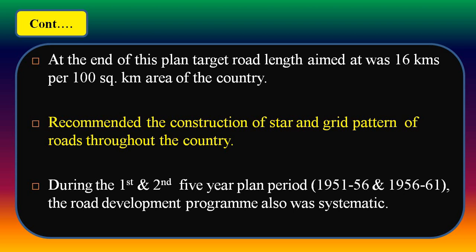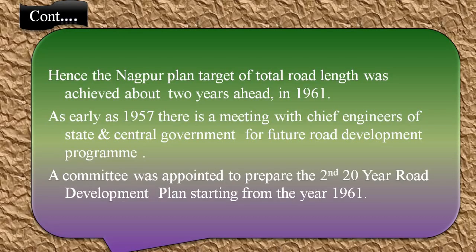During the first and second 5-year plan periods, 1951 to 56 and 1956 to 61, the road development program also was systematic. Hence, the Nagpur Plan target of total road length was achieved about 2 years ahead, in 1961.